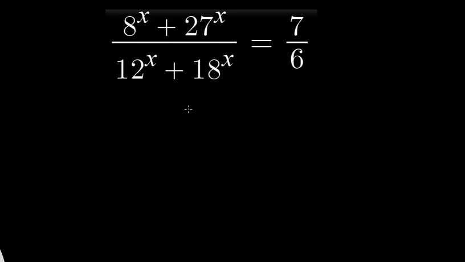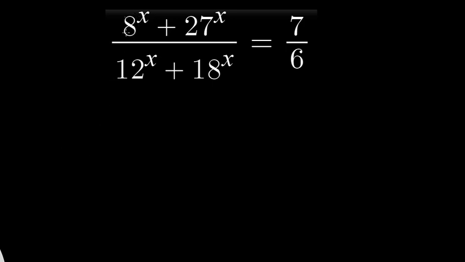Hello everyone. In this video, we are going to solve a nice exponential equation. The equation is (8^x + 27^x) / (12^x + 18^x) = 7/6. Before we proceed to the solution, I would encourage you to give this problem a try, and later you can come back and watch the solution.